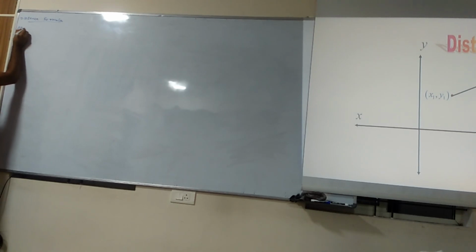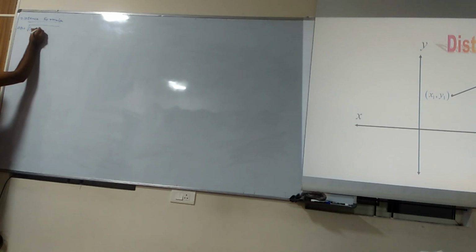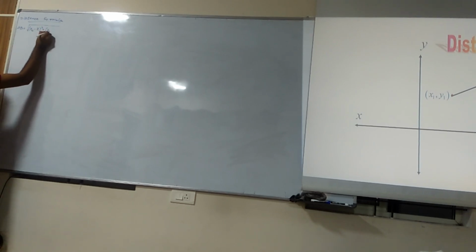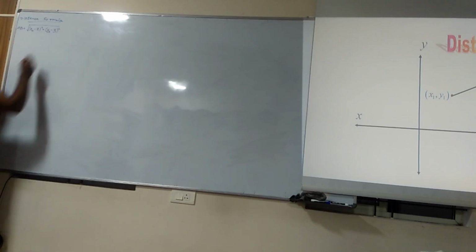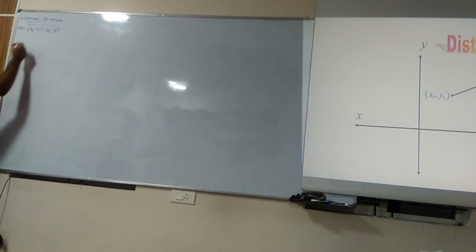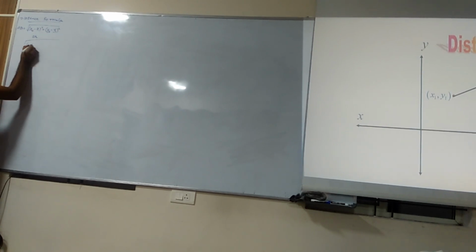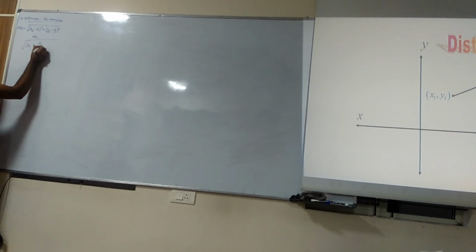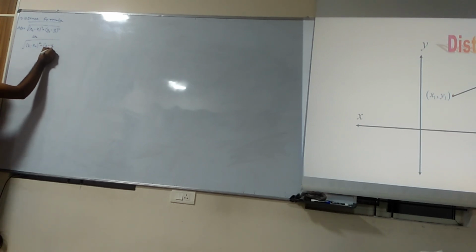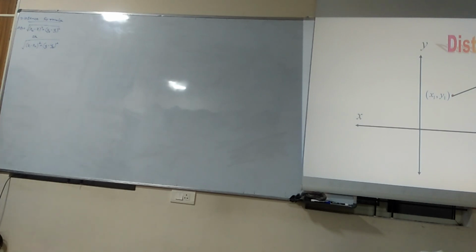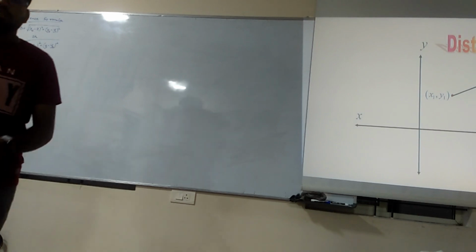Distance AB will be the root of x2 minus x1 the whole square plus y2 minus y1 the whole square. Or the other way round, root of x1 minus x2 the whole square plus y1 minus y2 the whole square. Is there any difference? No difference. Both formulas are the same. Write out this formula.